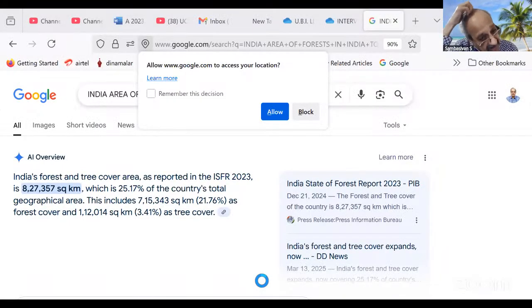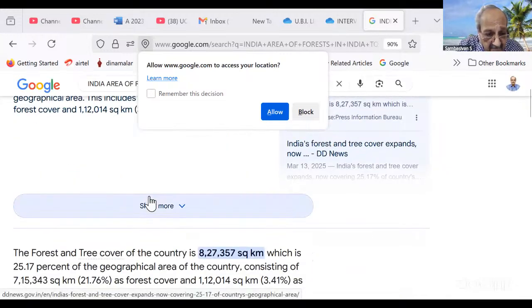India's forest and tree cover area, as reported in the ISFR 2023, is 8,27,357 square kilometer, which is 25.17% of country's total geographical area. This includes 7,15,000 square kilometer as forest cover and 1,12,000 as tree cover. And what is the difference between forest cover and tree cover?